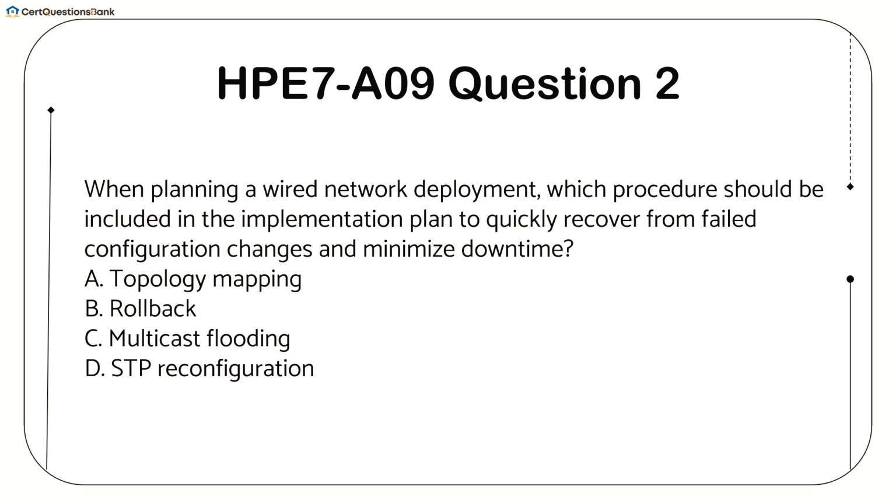When planning a wired network deployment, which procedure should be included in the implementation plan to quickly recover from failed configuration changes and minimize downtime? A. Topology mapping. B. Rollback. C. Multicast flooding. D. STP reconfiguration.